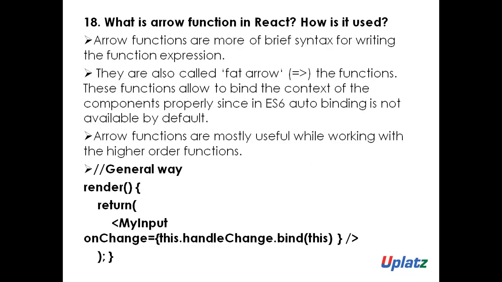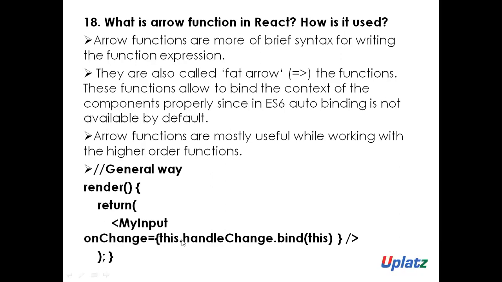What is an arrow function, and how is it used? We call this the fat arrow function because in ES5 we have inbuilt binding of functions, but in ES6 auto binding is not possible, so we are using the arrow function with higher order.